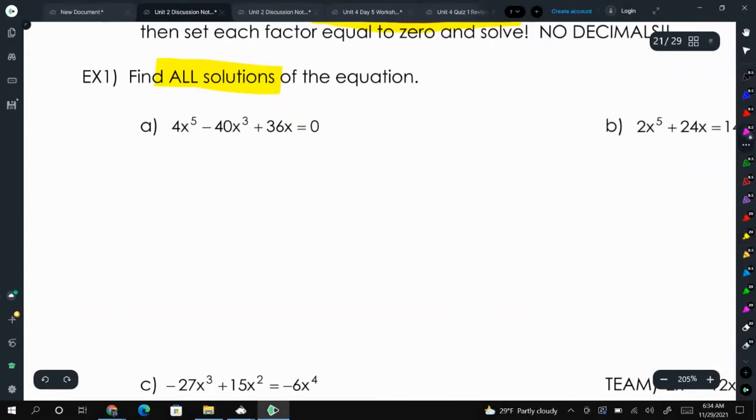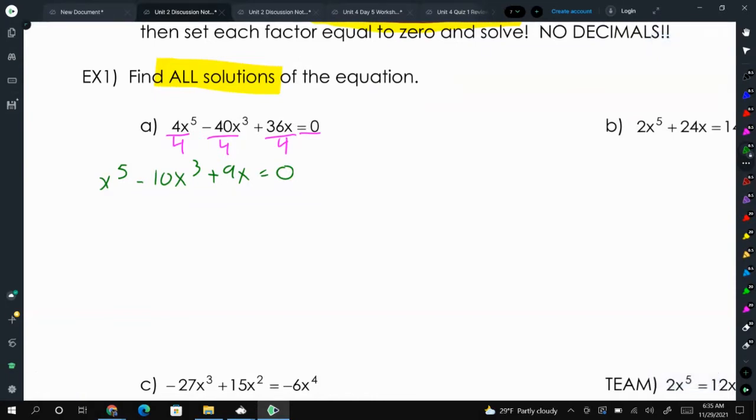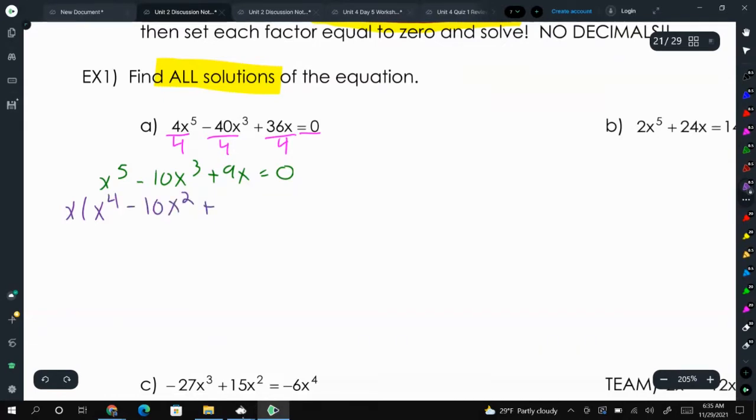First, we got to make sure that the equation equals 0, which this does. All right, equals 0. Now, what I want to do first is I notice I can divide all of these by 4. So divide by 4. And this is going to get me x to the 5th minus 10x to the 3rd plus 9x equals 0. Now they all have an x in common, so I'm going to factor that out. I get x times (x to the 4th minus 10x squared plus 9) equals 0. And I'm going to factor this.